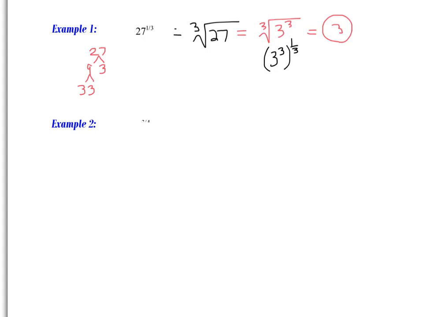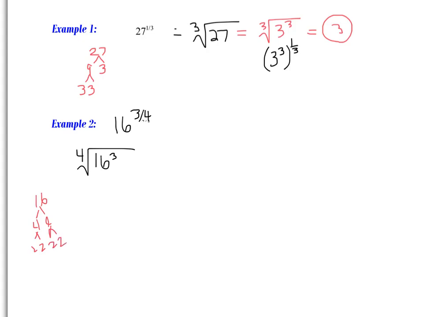The second example got cut off for some reason. Let me just rewrite it. We're going to do 16 to the 3/4. The first thing I'm going to do is rewrite this as a radical. So this is the fourth root of 16 to the third. And then I'm going to break 16 down into its prime factorization. That's 4 times 4, or 2 to the 4th, if we break that all the way down.